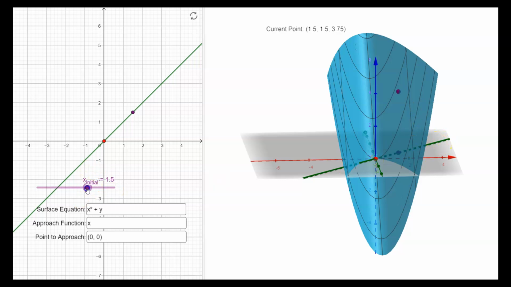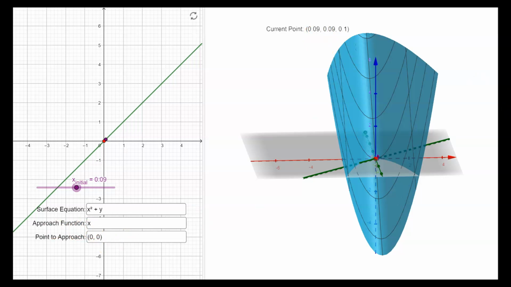I'll show you, you'll see more of this in a second. So we're approaching it, we're approaching it, we're approaching it. Here's the current point that we're at. So you can see our x values are nearing both being 0. And since y equals x is the function that represents our approach function, the x and the y coordinates are going to be the same. And so as we get closer and closer, you can see now we're at x equals 0.1. Since we're approaching along the function y equals x, the x and the y values are the same.